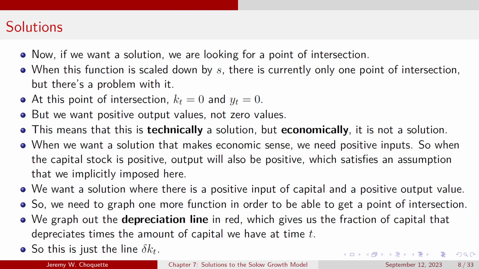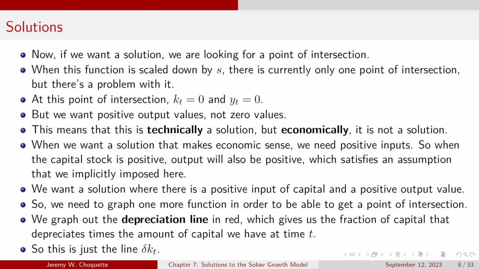So when the capital stock's positive, output's going to be positive, and it's going to satisfy an assumption that we've implicitly imposed here, which is we'll need positive values for some of these endogenous variables in order to get positive levels of output. So we want a positive input of capital, which then gives us a positive output value.